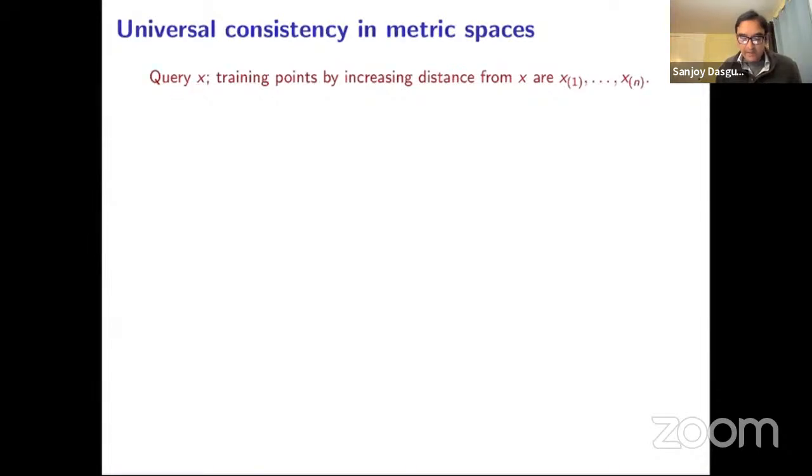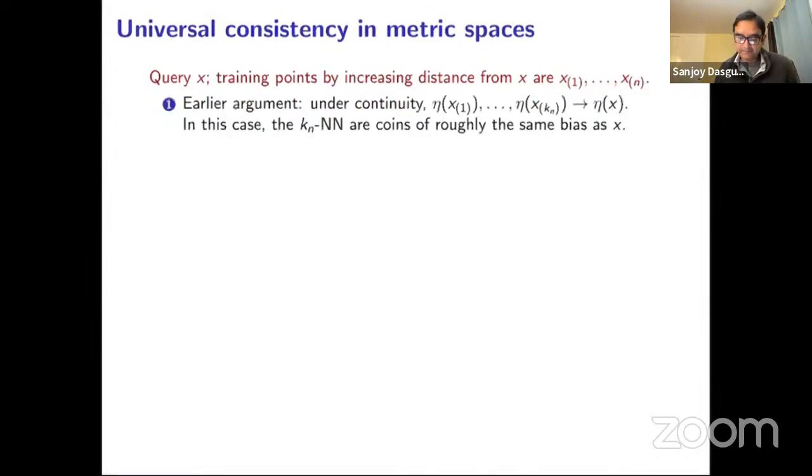Again, there's a query, and now we get a bunch of training points, and let's say we order them by increasing distance from the query. The previous argument, that of Cover and Hart, said that under continuity assumptions, since the nearest neighbors are getting closer and closer to the query, their eta values are also getting closer and closer. So their biases are getting closer and closer to the bias of x, and so we can use the law of large numbers.